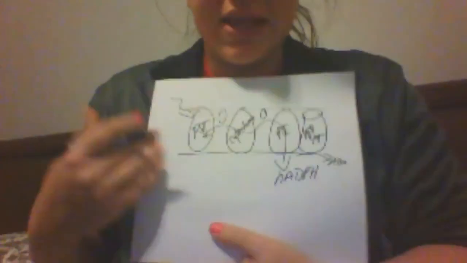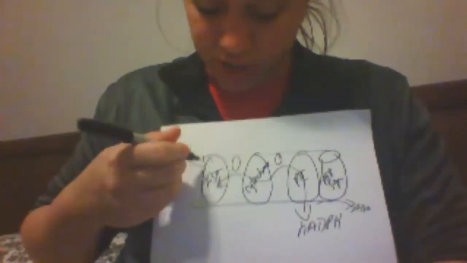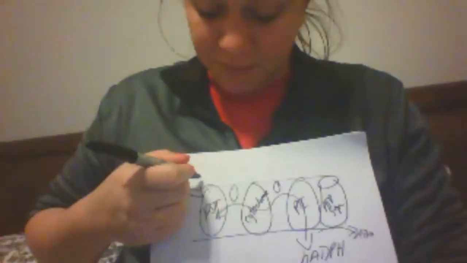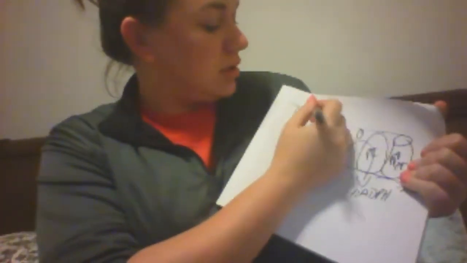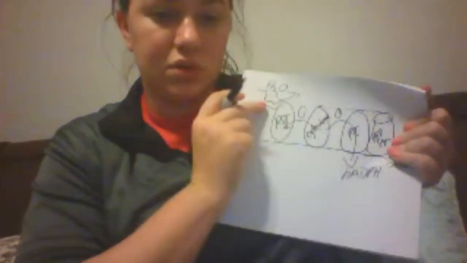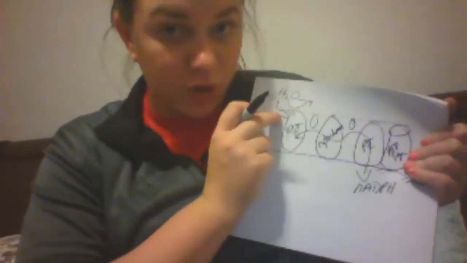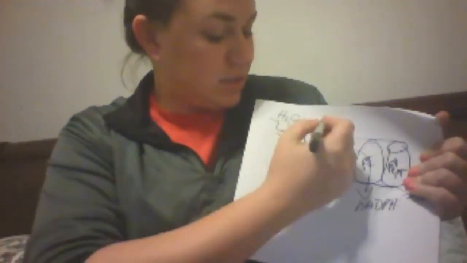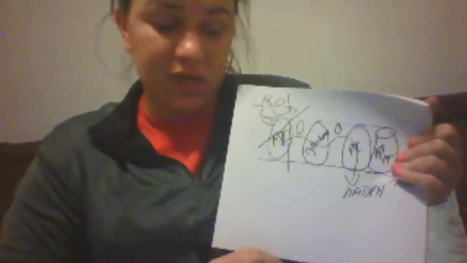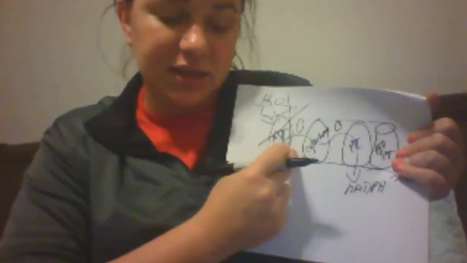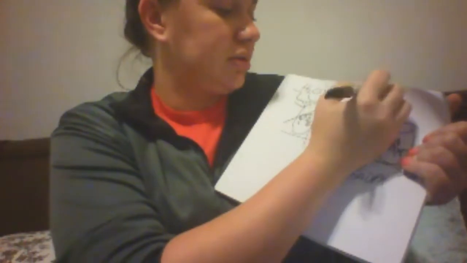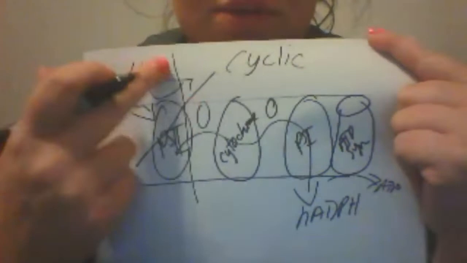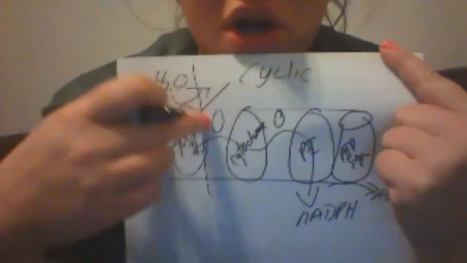So remember, the photons as they get absorbed at PS2, that's where you actually break water, right? But if you don't have enough water available to create this gradient, then you're going to skip all of that. PS2 won't exist if you have to go through cyclic. In a cyclic, you get rid of PS2, so you're not breaking water anymore.